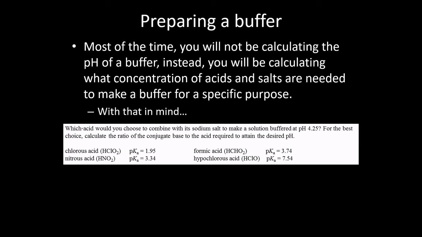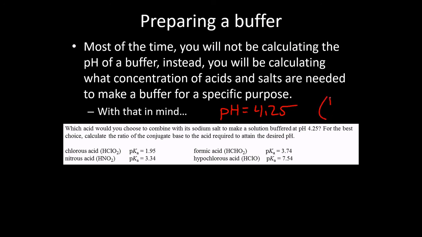So with that in mind, which acid would you choose to combine with its sodium salt to make a solution buffered at a pH of 4.25? For the best choice, calculate the ratio of the conjugate base to acid required to attain the desired pH. So we want a pH of 4.25, and we have these choices. So go ahead and pause the video, pick the acid that is the best acid to use to make this buffer, and then try to find the ratio.